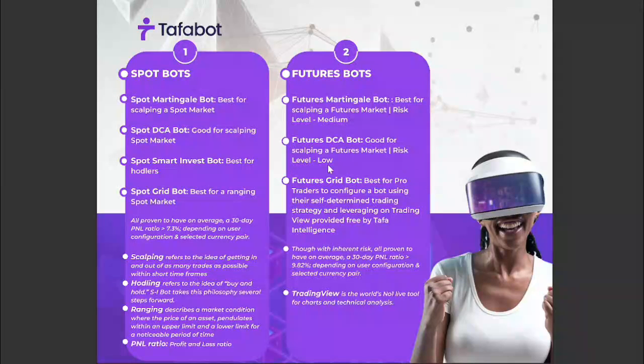This futures grid bot. By the time you join, if you join my team, which I would love you to do, if you make up your mind to do this, you are going to be guided properly on how you can maximize this particular futures grid bot. Though with inherent risk, all proven to have on average a 30-day P&L ratio of 9.8% depending on user configuration or selected currency pair. So this is about the spot bot and the futures bot.